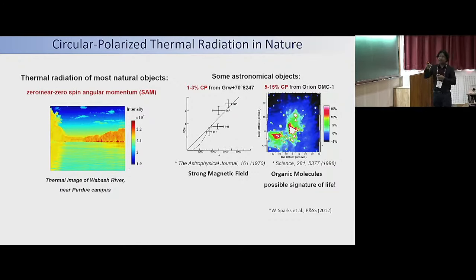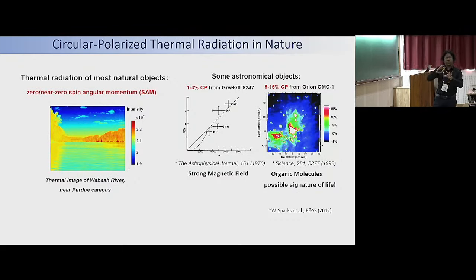If you look at this image, this is taken with a thermal camera on the left-hand side. That's the Wabash River near Purdue campus. This is just looking at the intensity of the thermal radiation. And let's say you do this experiment at night time, so there's no sunlight. So all this thermal radiation is really originating from these bodies close to room temperature. This is the type of image that you see.